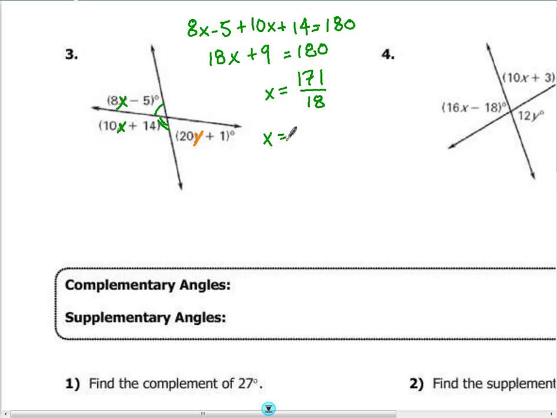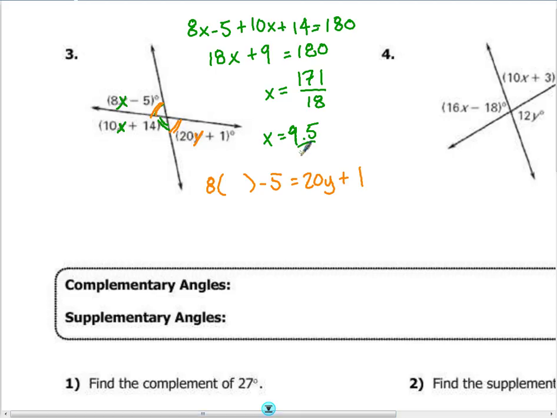So 9.5 is the value of x, but to help me figure out its relationship with y, I need to understand what's the relationship that this angle has with this angle right here. Since they're opposite each other and formed by two pairs of opposite rays, I know that they're vertical, and if they're vertical, that means they have to be congruent. So 8 times the value of x minus 5 is going to be equal to 20y plus 1. Now I'm going to go ahead and plug in my value of x into my x equation.